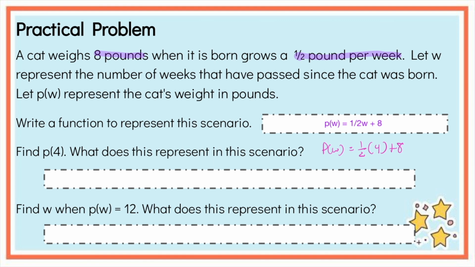Now, that's great, but that doesn't really answer our word problem here. So what does this represent in this scenario? Well, it means that 4 is going to be our weeks, because that was what they told us the W stands for. And we figured out that 10 is going to be our answer. So that states that the weight of the cat is 10 pounds after 4 weeks. The last question there says find W when P of W is equal to 12, and what does this represent in the scenario? So we're going to need a little more space for that.